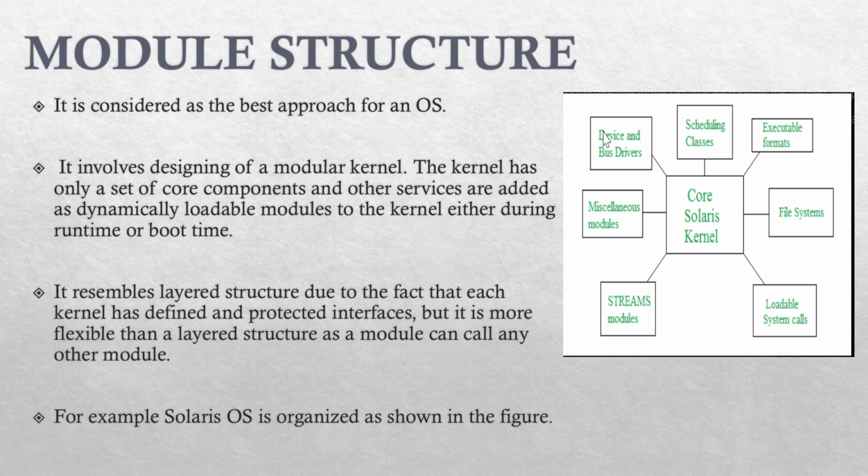Module structure. It is considered the best approach for an OS. It involves designing a modular kernel. The kernel has only a set of core components, and other services are added as dynamically loadable modules to the kernel either during runtime or boot time. It resembles layered structure because each kernel has defined and protected interfaces, but it is more flexible than a layered structure as a module can call any other module. For example, the Solaris OS is organized as shown in the above figure.